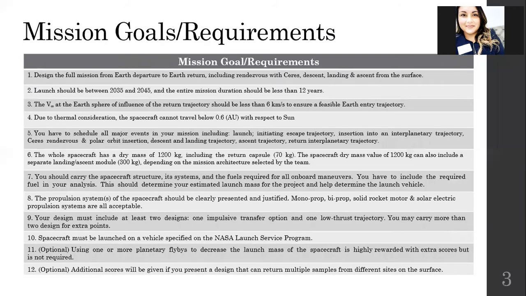Next slide. Our mission is to have our spacecraft depart from Earth to a Ceres rendezvous and polar orbit insertion, land and ascend to retrieve samples from Ceres, and return to Earth. Our requirements are to launch between 2035 and 2045 with a mission duration of more than 12 years. The spacecraft is not allowed to travel below 0.6 AU with respect to the Sun, and it is required to have a dry mass of 1,200 kilograms. 2 trajectory designs are required, 1 impulse transfer option, and 1 low thrust trajectory.